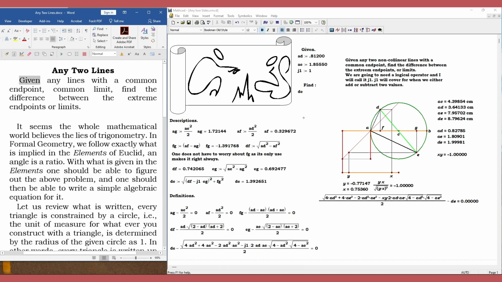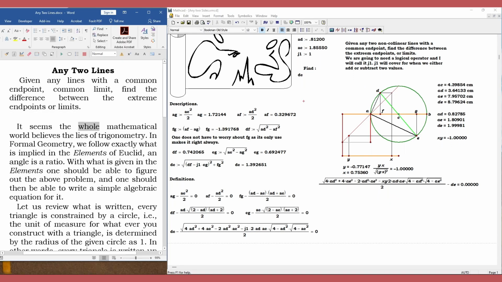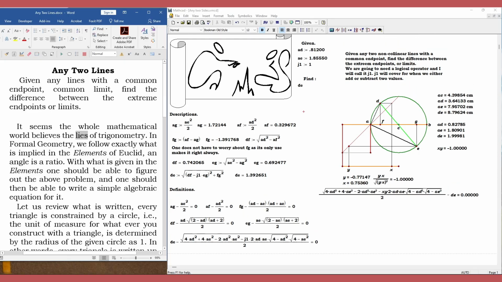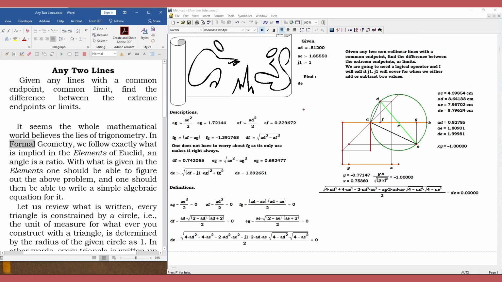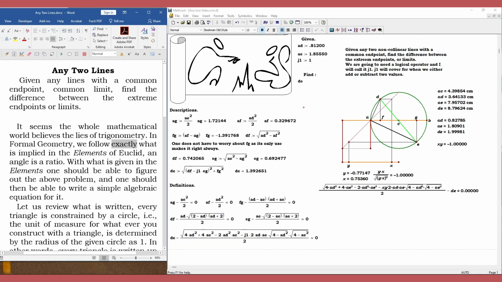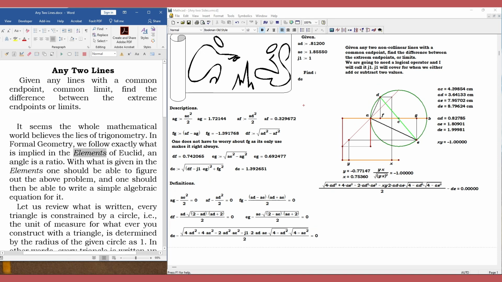Any two lines given, any lines with a common endpoint, common limit, find the difference between the extreme endpoints or limits. It seems the whole mathematical world believes the lies of trigonometry. In formal geometry, we follow exactly what is implied in the Elements of Euclid. An angle is a ratio.